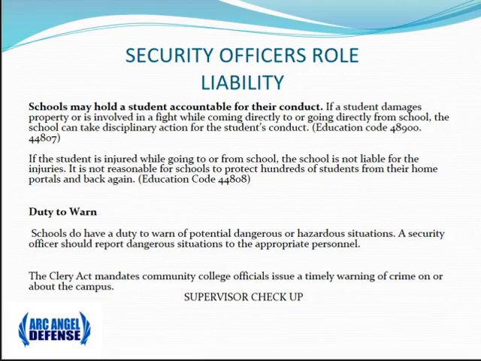We have a duty to warn. Schools do have a duty to warn of potential dangerous situations. A security officer should report dangerous situations to the appropriate personnel. The Clery Act mandates that community college officials issue a timely warning of a crime on or near campus.